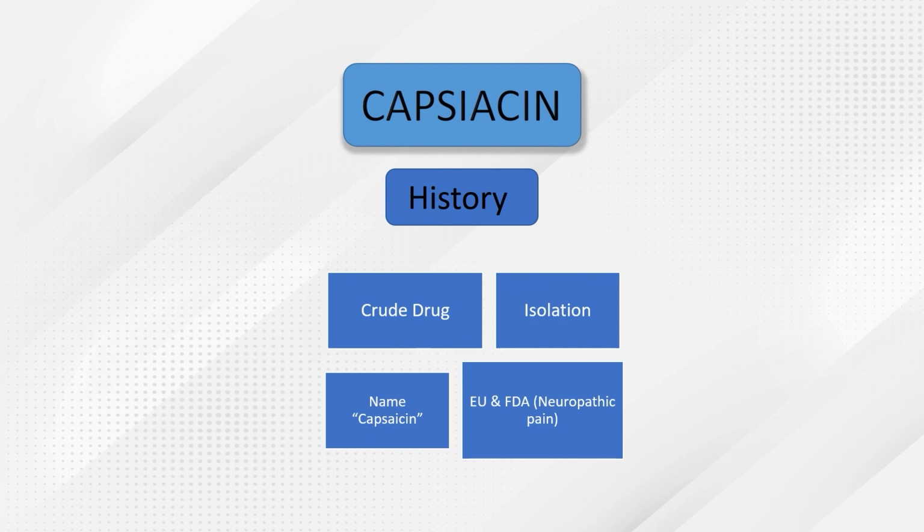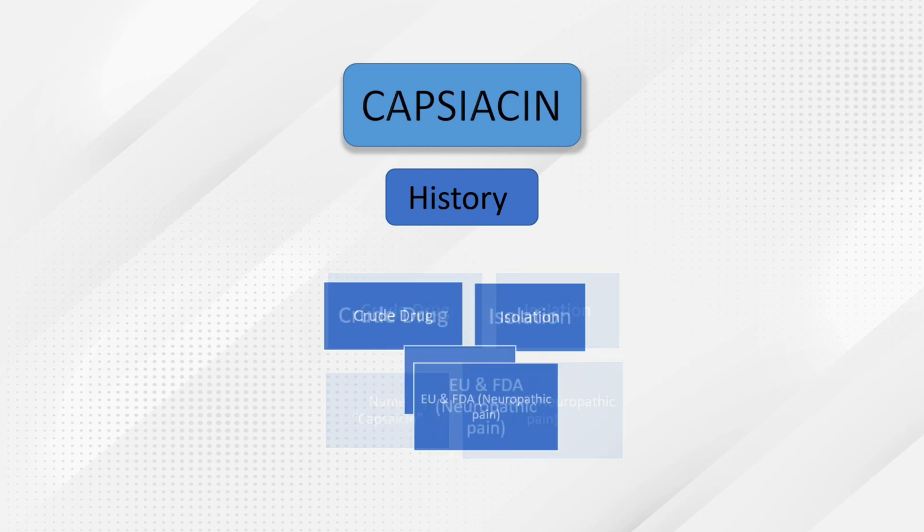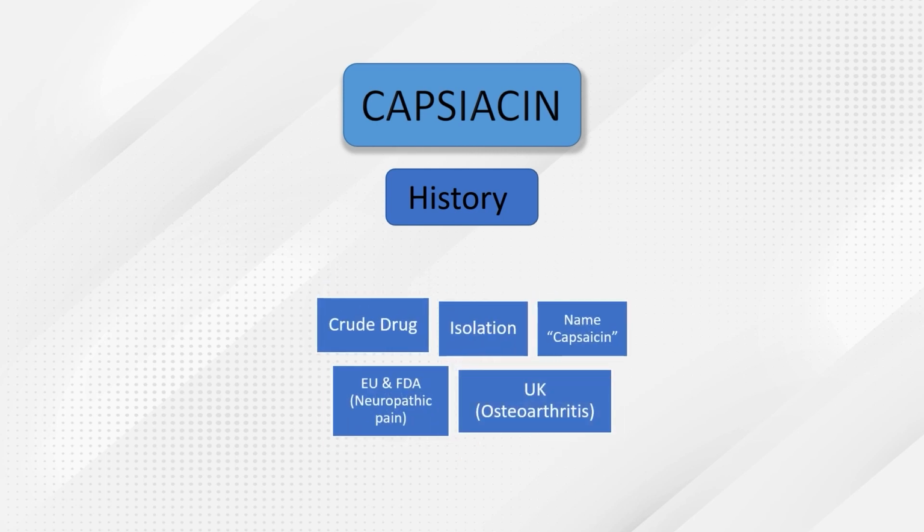In 2009, the European Union and FDA approved capsaicin, specifically 8% patches of capsaicin. It's licensed in the UK for osteoarthritis, and you can get it on prescription in the form of gels, creams and plasters.